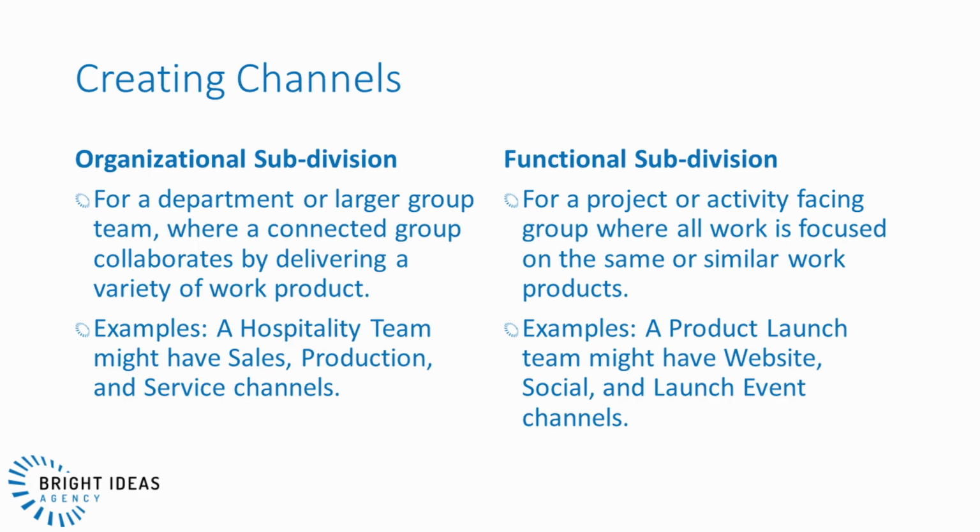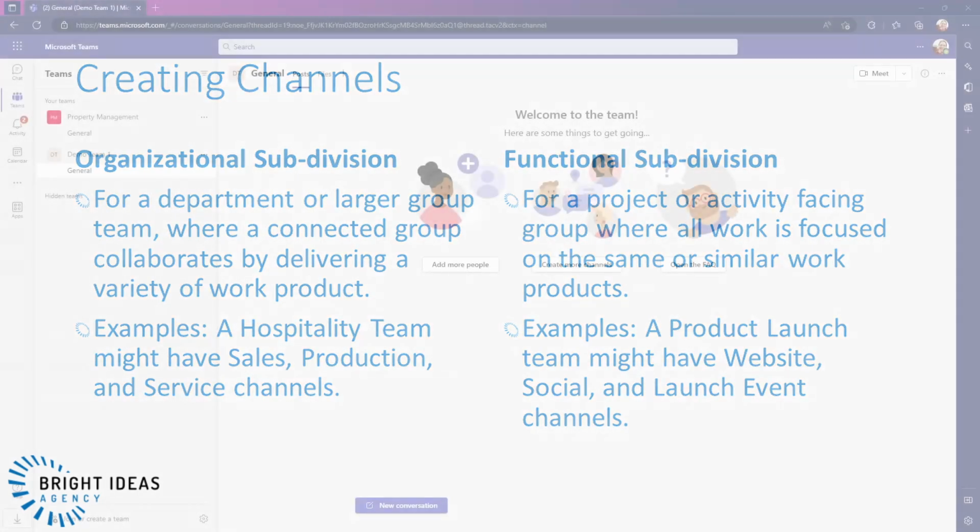Or you might have a functional subdivision. So for example, if you've got a project, say you've got your product launch project that we talked about, you might have channels that are devoted to the different aspects of that product launch. You might have a website channel, a social channel, a launch event channel. Now there is no hard and fast rule to how you do this, but you do need to come up with some way that is understood either within your team or within your organization about how you're going to break up work within the different channels. And if it doesn't make sense to have lots of channels, you don't need lots of different channels. You can just operate with a general channel and go from there.